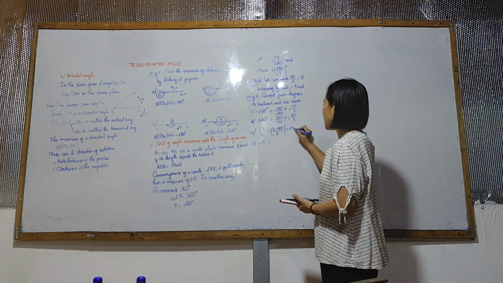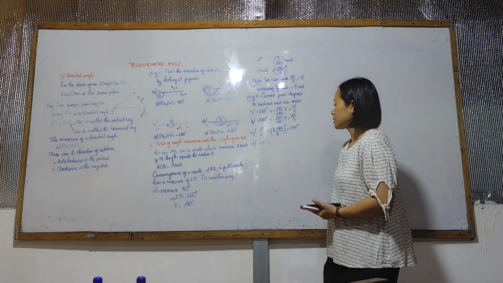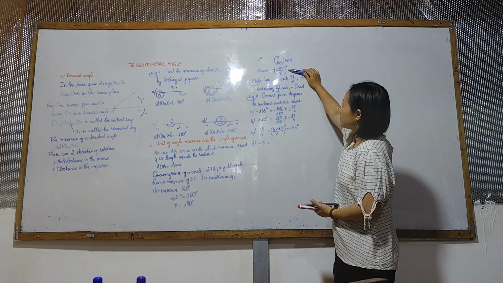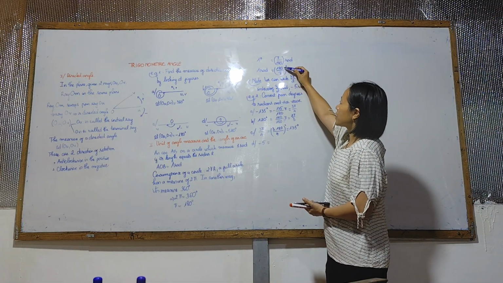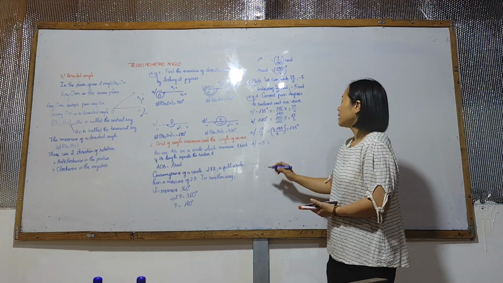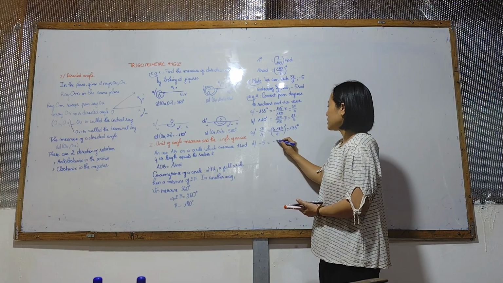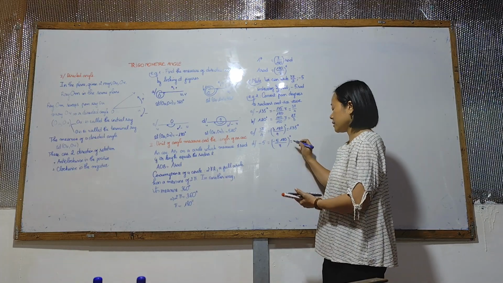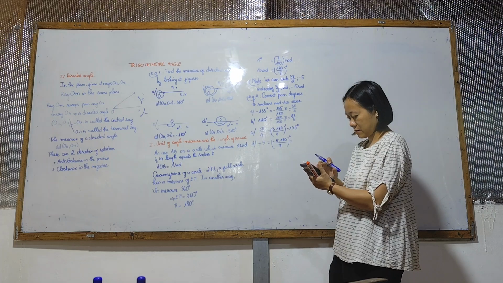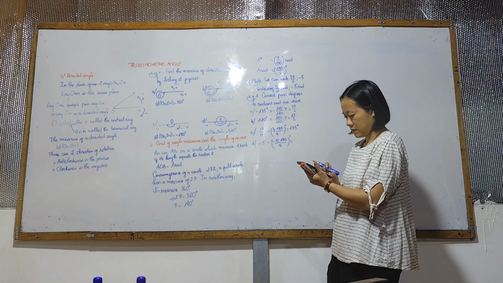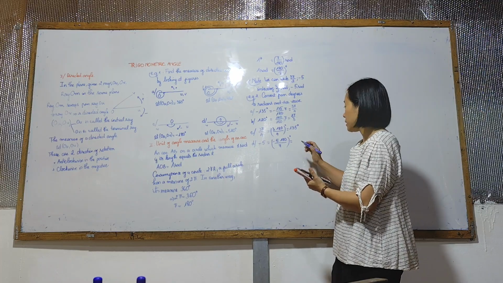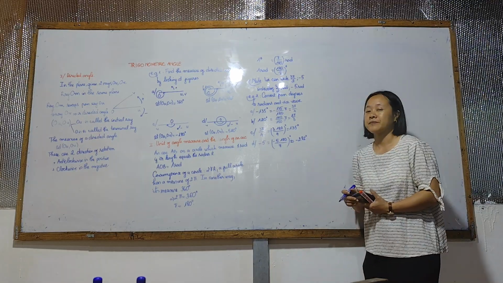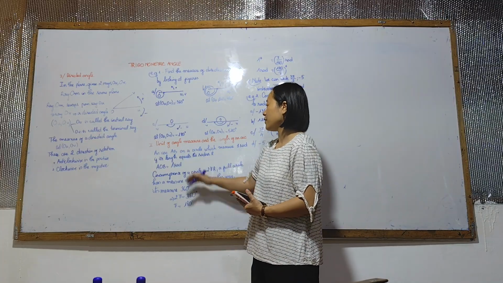In examples C and D, if we want to convert from radians to degrees, we use pi equals 180 degrees. Then we have 3 times 180 over 4 degrees, which is 135 degrees. In this case, we use the formula 1 radian equals 180 over pi degrees. Then negative 5 equals negative 5 times 180 over pi degrees, which is about negative 286 degrees. Yes, that is the unit of angle measure.